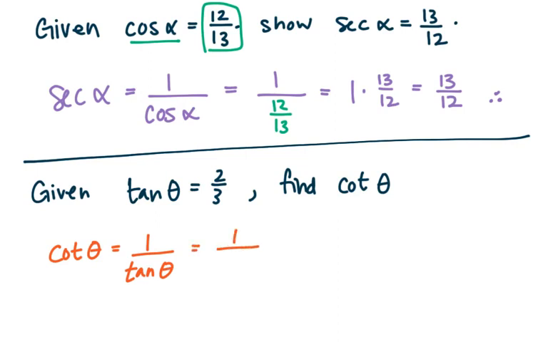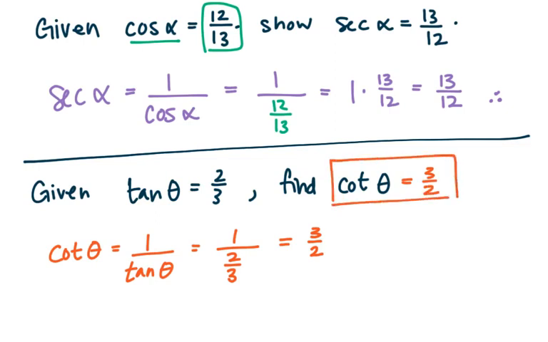So that is 1 over 2/3, because tangent theta is equal to 2/3. And 1 divided by 2/3 is 3/2. So cotangent theta is equal to 3/2. And that should make sense because tangent and cotangent are reciprocals. 2/3 and 3/2 are reciprocals.